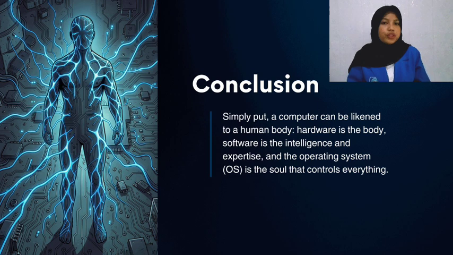Simply put, a computer can be likened to the human body. Hardware is the body, software is the intelligence and expertise, and the operating system is the soul that controls everything. All three are closely interconnected. Hardware provides physical strength, software provides special capabilities, and the operating system acts as a regulator, keeping both working in harmony so that users can complete tasks smoothly.